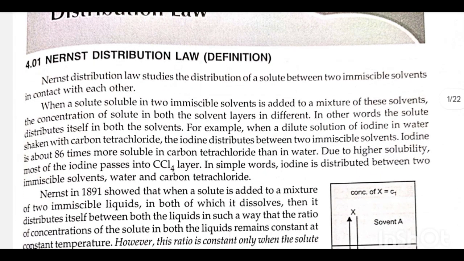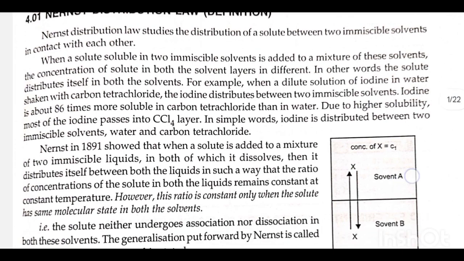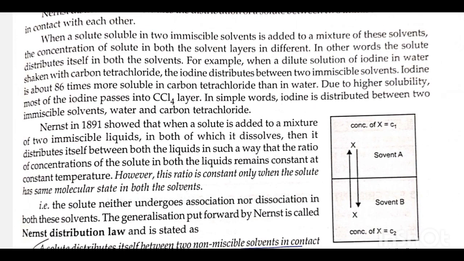Nernst distribution law definition. Nernst distribution law studies the distribution of a solute between two immiscible solvents in contact with each other. When a solute soluble in two immiscible solvents is added to a mixture of these solvents, the concentration of solute in both the solvent layers is different. In other words, the solute distributes itself in both the solvents.